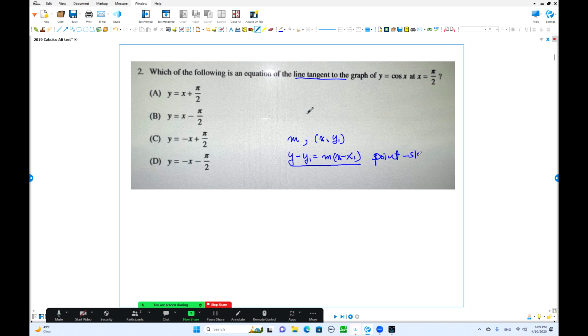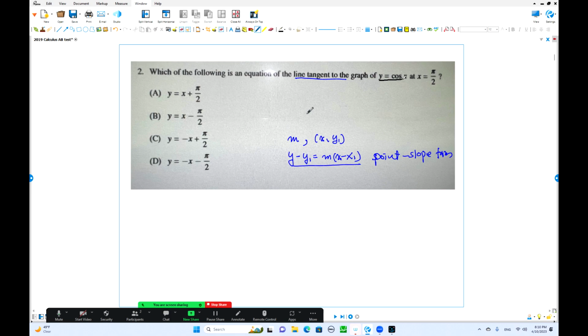Point and slope form. After that, you can transform into slope intercept form. Now let's find a point first. Okay, we can find that first.